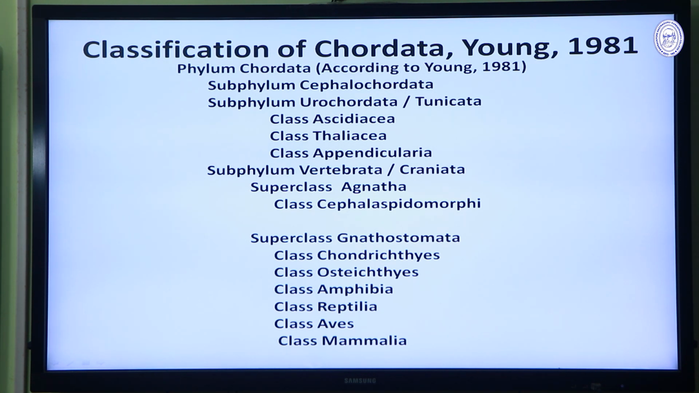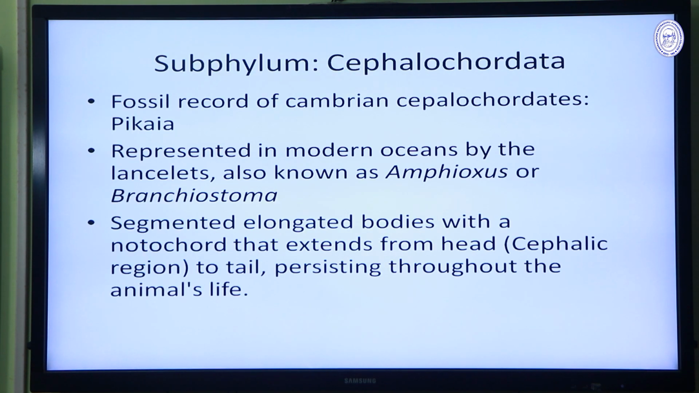Now, going into the details of the classification. So, the first protochordate subphylum is Cephalochordata. The fossil record is dated back in the Cambrian period, where there is one fossil called Pikaia that resembles today's cephalochordates, and today all the modern oceans are inhabited by the Amphioxus or the Branchiostoma. That is a single kind of animal under Cephalochordata.